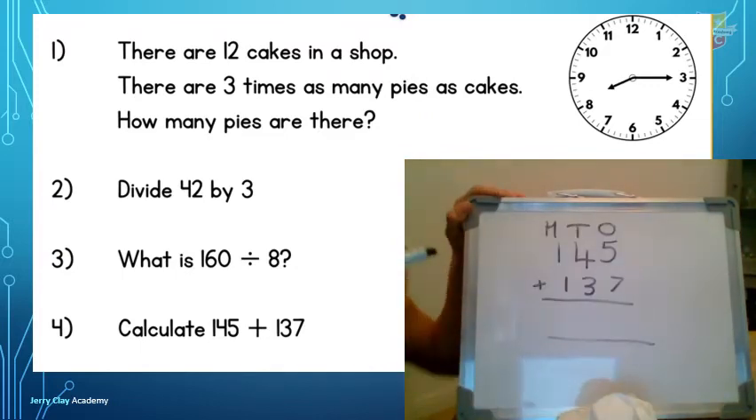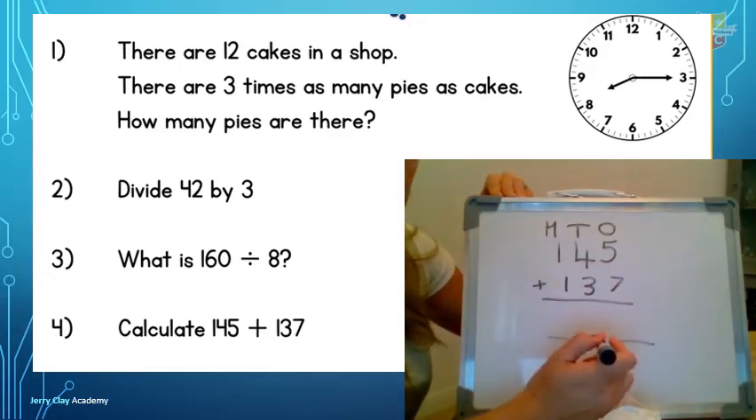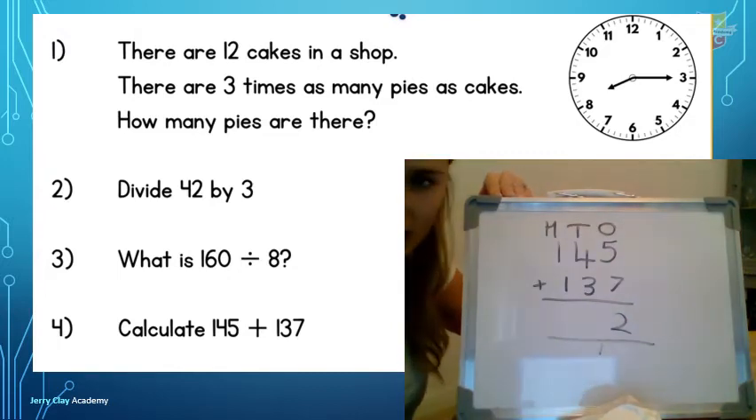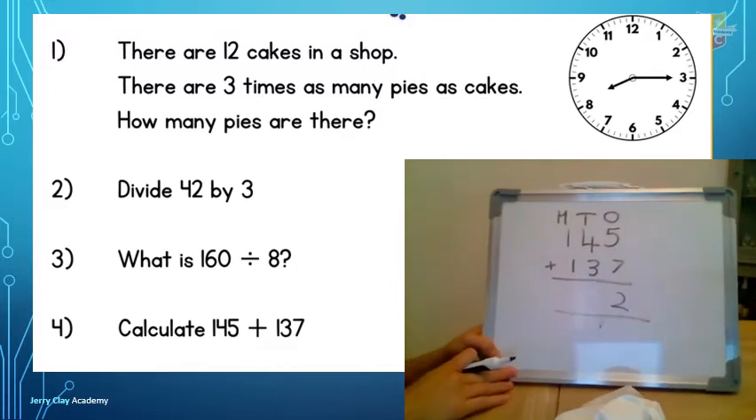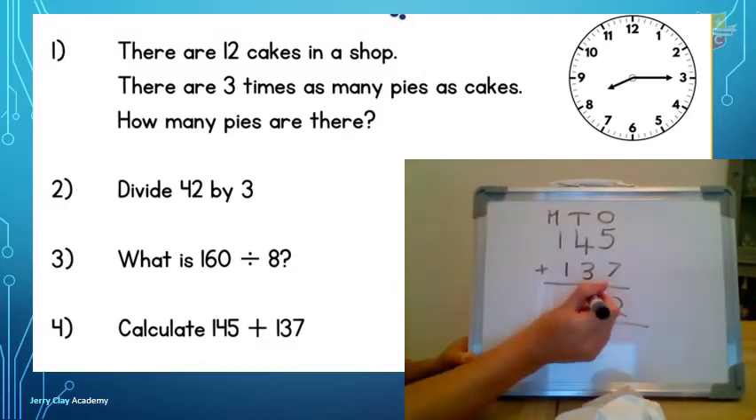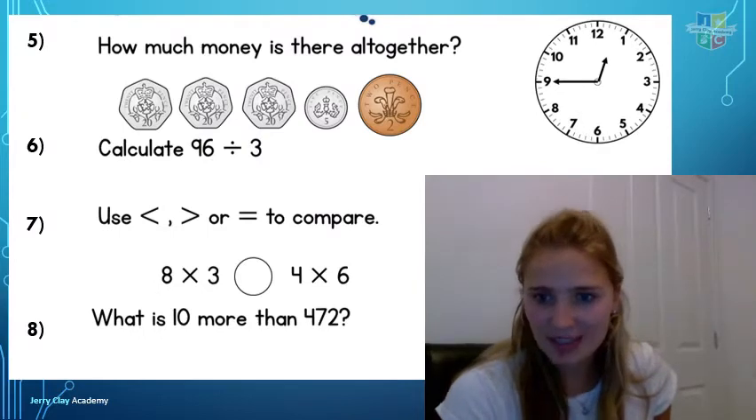And finally, to work out the addition, you should have done column method. Yours should have been set up like this. Starting with my ones, 5 add 7 is 12. Remembering I can't put 2 digits in one column, so I need to exchange my 10 ones for 1 ten, and so my 10 will go underneath my 10s column. 4 add 3 is 7, add your 1 is 8. 1 add 1 is 2. Your answer is 282.